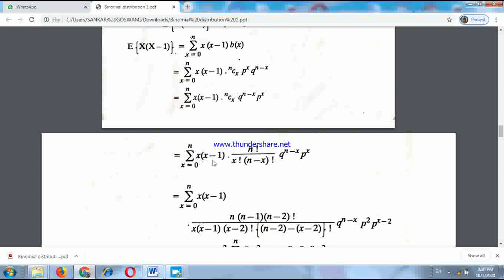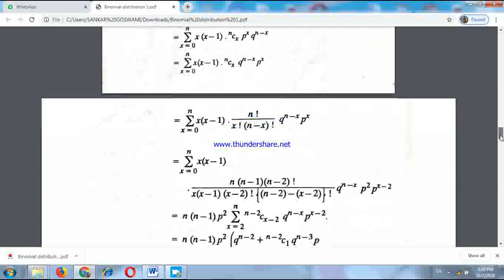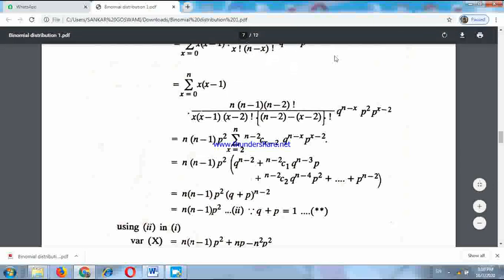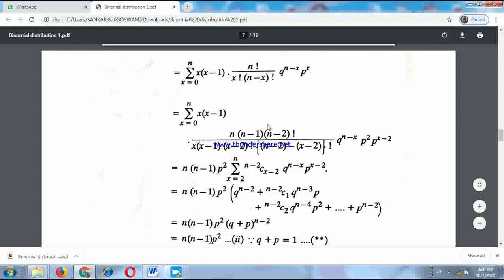So x into (x minus 1), and I just write the formula. And here my motive is to get the term n into (n minus 1) p square outside the summation. So that's why I have written n factorial this way: n into (n minus 1) into (n minus 2) factorial. And x factorial I have written x into (x minus 1) into (x minus 2) factorial. You see, this x into (x minus 1) gets cancelled with this one. And this one, I can write (n minus 2 minus (x minus 2)) factorial. And this way, very simple.